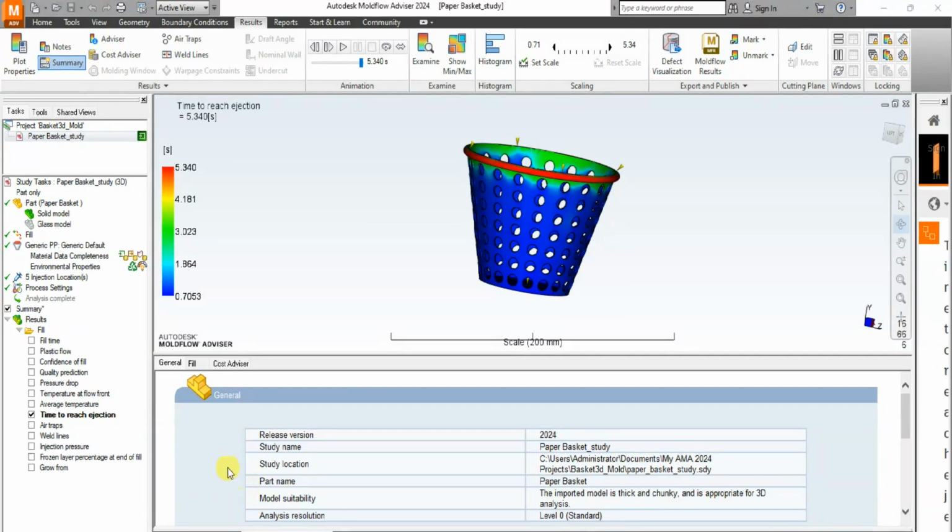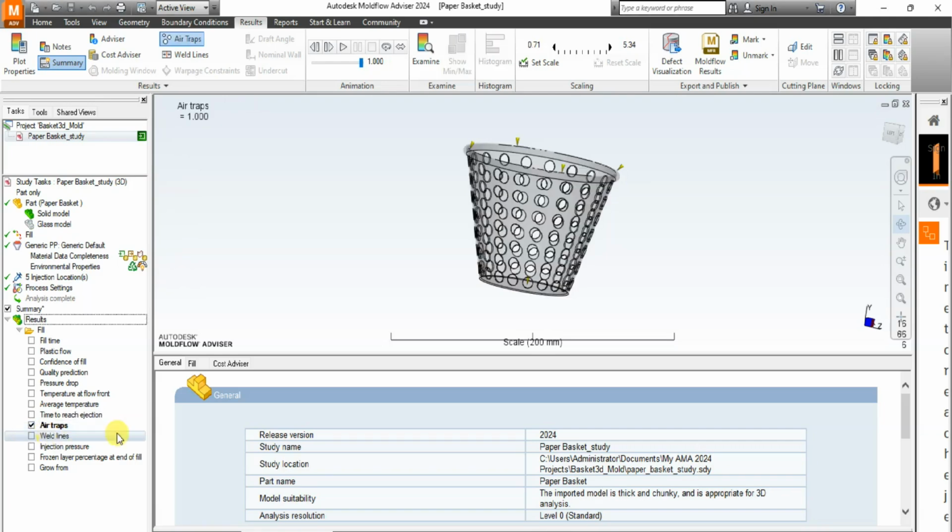Now that we are done with the time to reach ejection, we now advance to the air traps. Let's quickly look at what this gives us as far as the simulation animation is concerned. You can see that this is just giving us some sort of translucency.